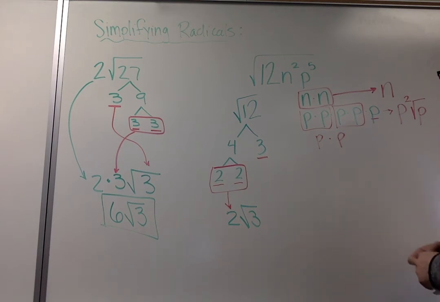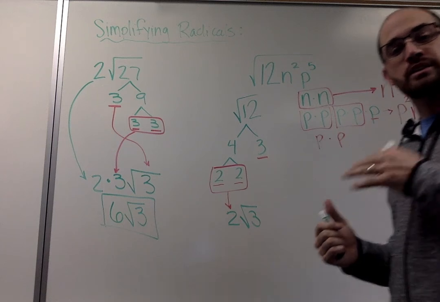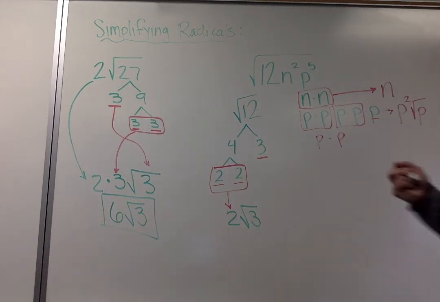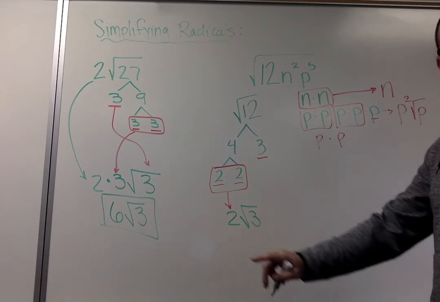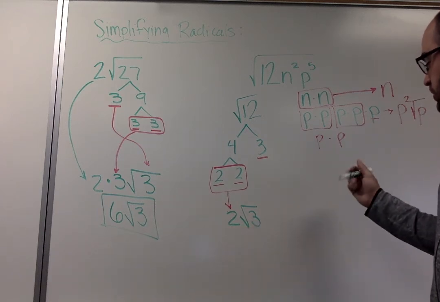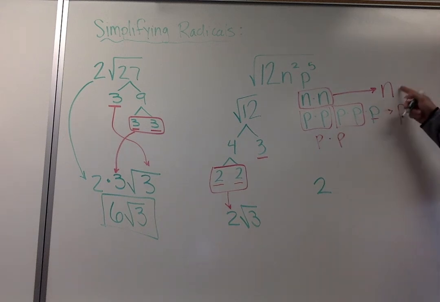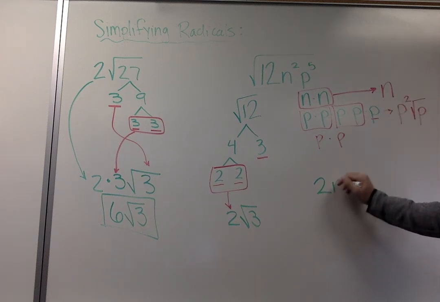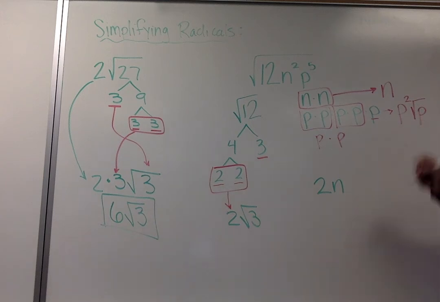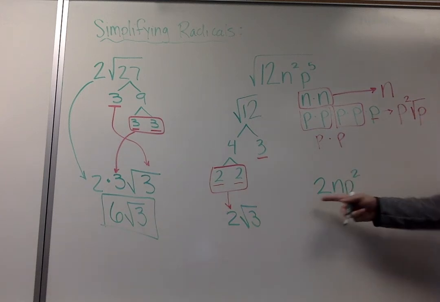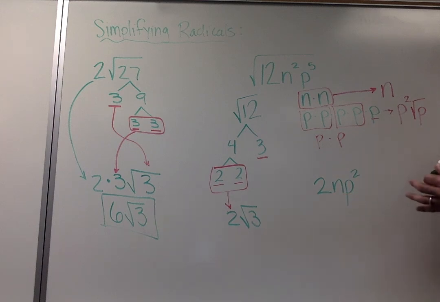I need to get to my final answer. My final answer is combining things together. Whatever is outside of my radical is going to go in front of my radical in my answer. So from the numbers, and we'll always start with the numbers, our number here was 2 on the outside of the radical, so I have 2. The n's, I have one n, it's not in the radical, so I can put that out front. I have a p squared. Again, not inside the radical, so I'm taking care of everything outside of the radical.